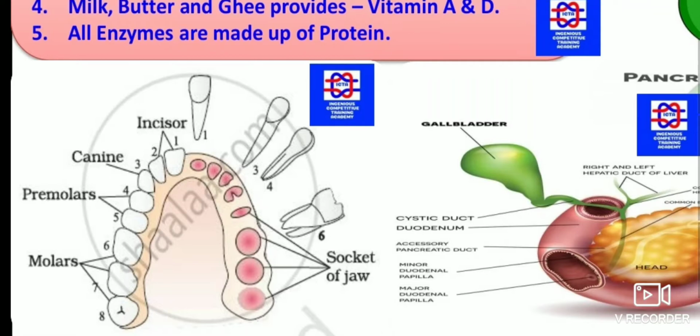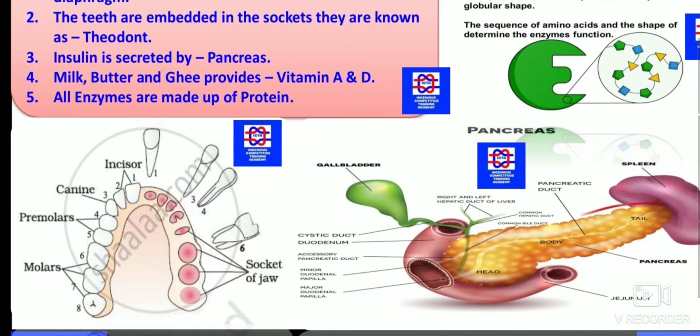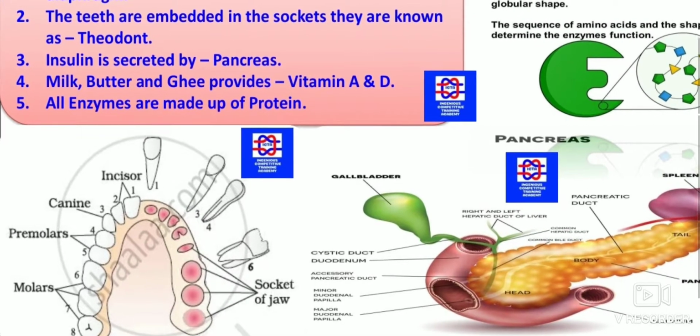So you can see here the number of molars you find here. Molars are near about 3 on one side and 3 on the other side. Like this, premolars are these 2, canines as you can see 1, and we have incisors like this. So whatever the socket we use, what is the name of that socket? That socket is thecodont. Insulin is secreted by, already discussed, pancreas secretes insulin.